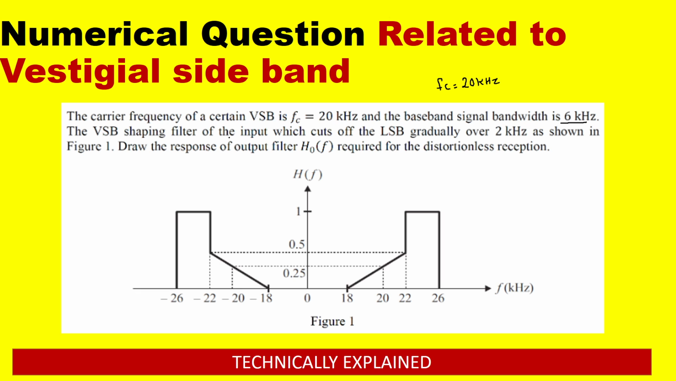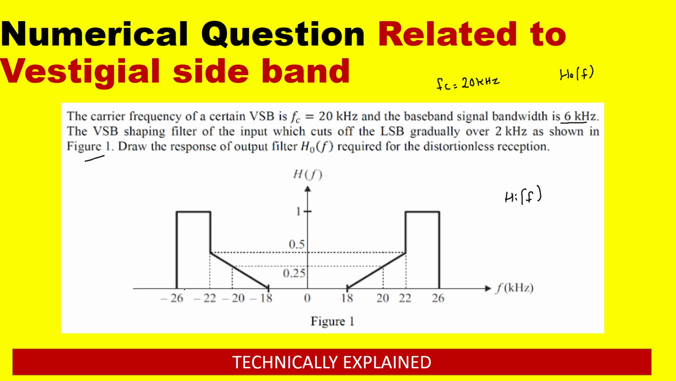The vestigial shaping filter at the input, which cuts off the lower sideband gradually over 2 kilohertz, is shown in the figure. So the frequency response of the vestigial sideband shaping filter is given to you in figure 1. And you are asked to draw the response of the output filter H naught of f. So we need to draw the response of H naught of f. Hi of f is the vestigial shaping filter, and its response is given to you.